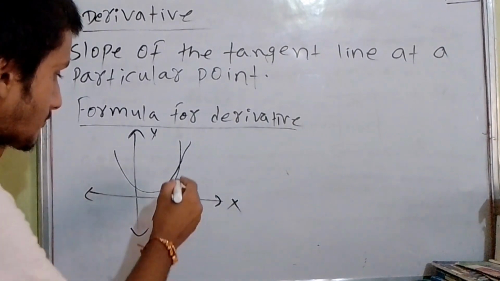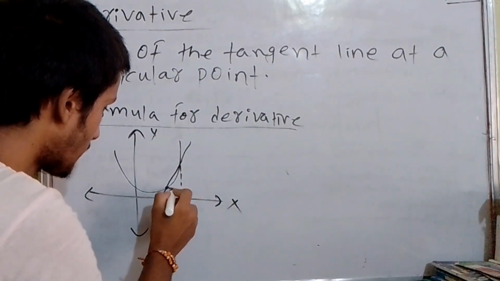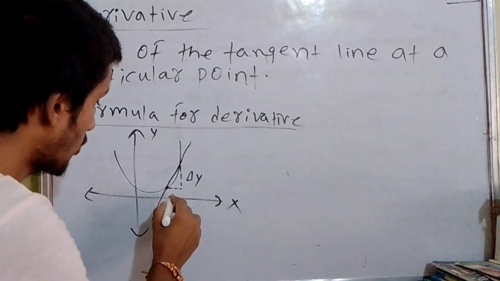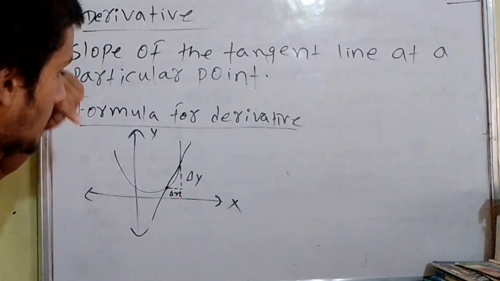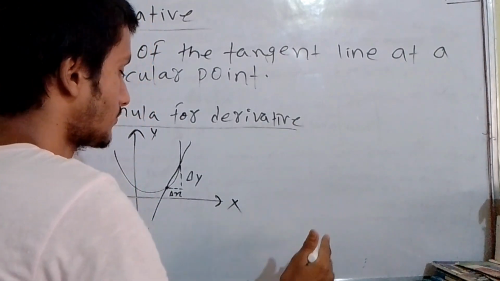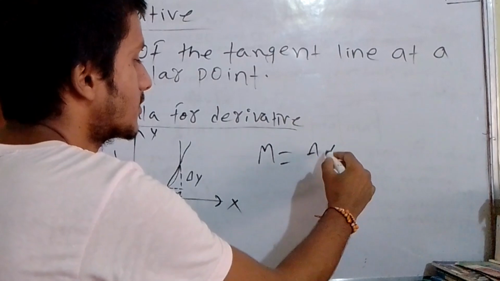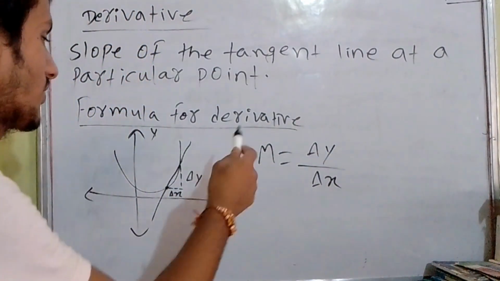Okay, got it? This here will be the change in y, delta y. This here will be the change in x, delta x. So what will be the slope of the secant line? Tell me. It is delta y over delta x. This is what the slope of that secant line will be.